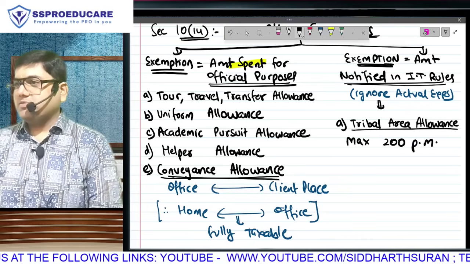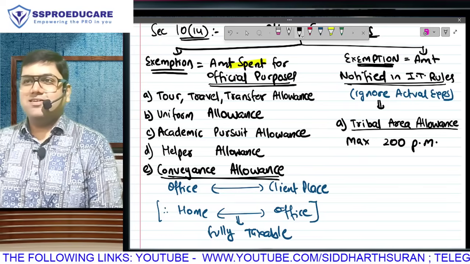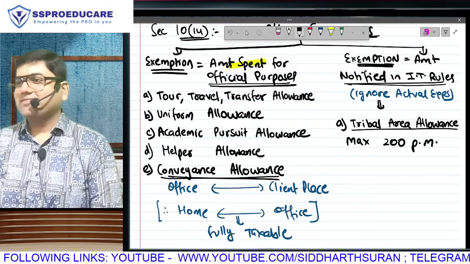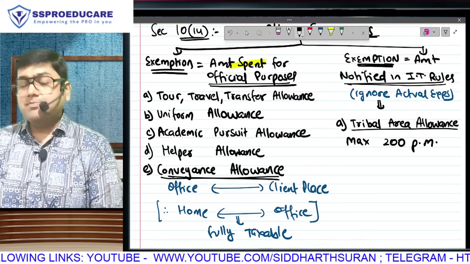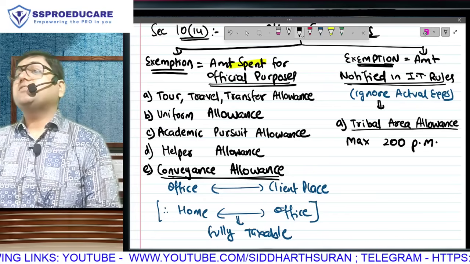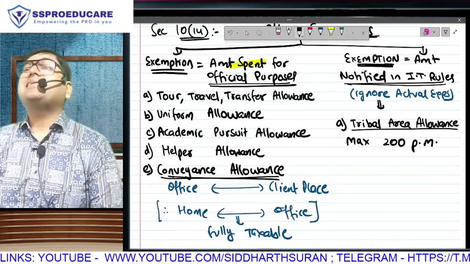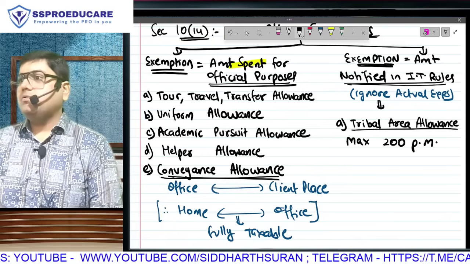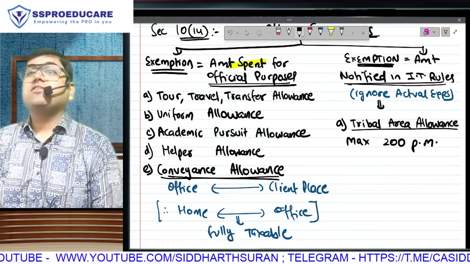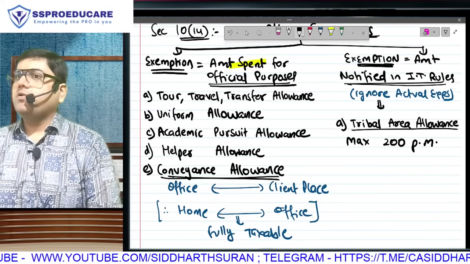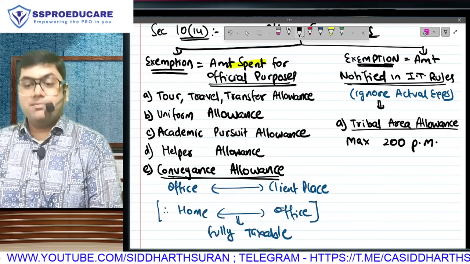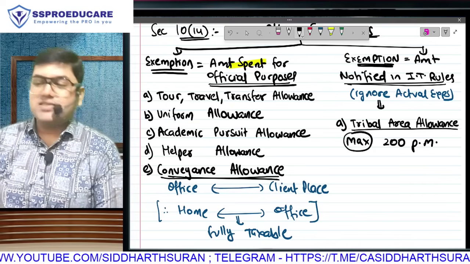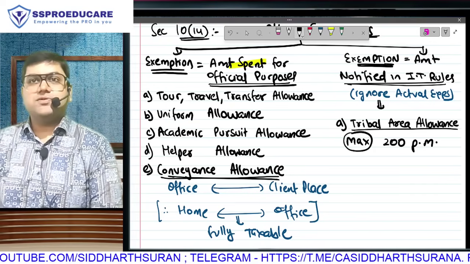Maximum hai. So supposing your actual receipt is 1000 per month, 800 taxable. How? 200 exempt. And if your actual received is 100 per month, it is fully exempt. Correct? Maximum itself means actual or 200, whichever is lower.